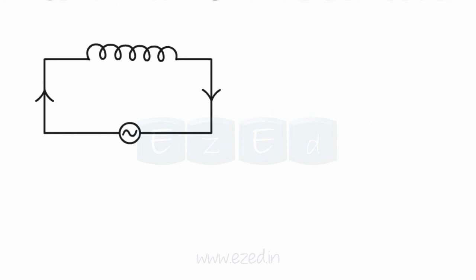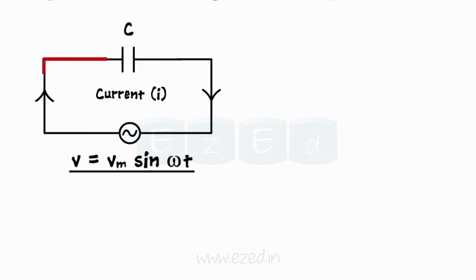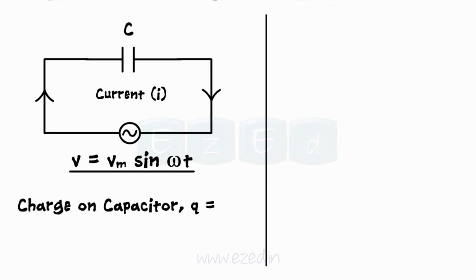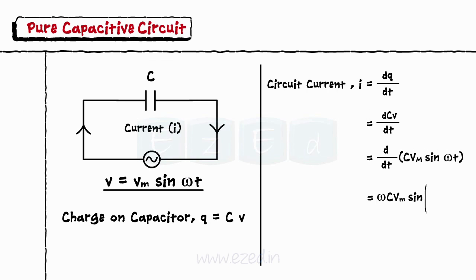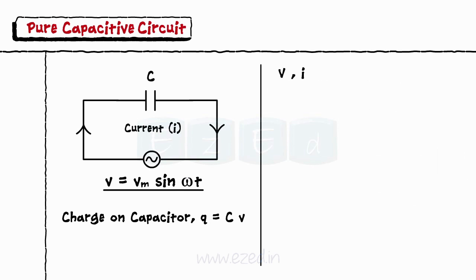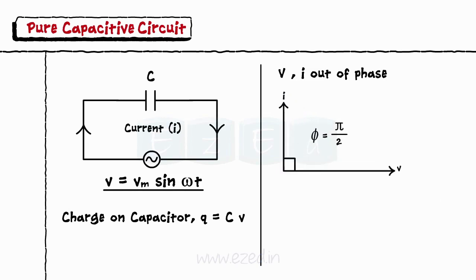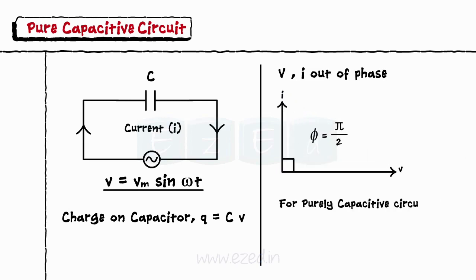Now let's consider the circuit with the capacitor only. As the AC current flows through the circuit, the capacitor develops the charge across its plates as Q equals C into V. The current is given as I equals dQ by dt. Substituting the value of Q, we reach the equation Im sin(omega t plus pi by 2). Thus in this case, the current leads voltage by 90 degrees. Hence in a purely capacitive circuit, the current leads the voltage by 90 degrees. In a purely capacitive circuit also, the power absorbed in the capacitor is zero. The capacitive reactance is given as Xc equals 1 upon 2 pi Fc.